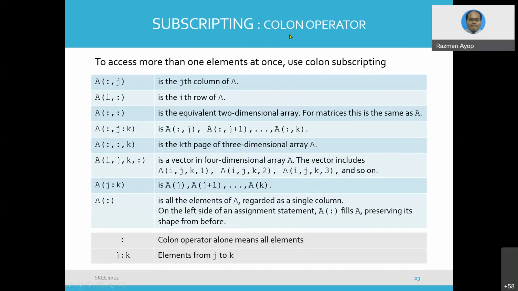Okay, when you use a colon, it means you want to take everything. For example, here you have data A, then a colon, and then any value. Basically you just want all the values, all the rows, for this column. For example, if J is 2, column number 2, you want to take all the values in the rows.